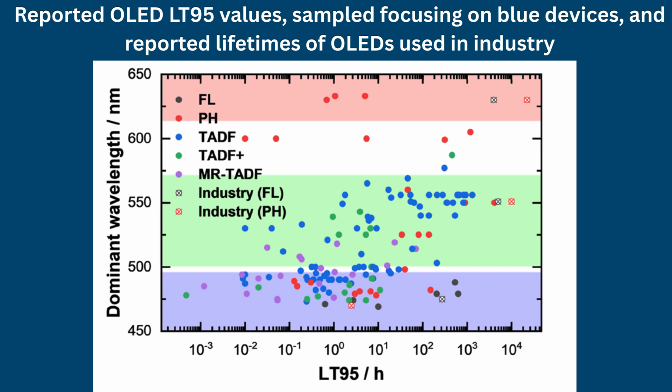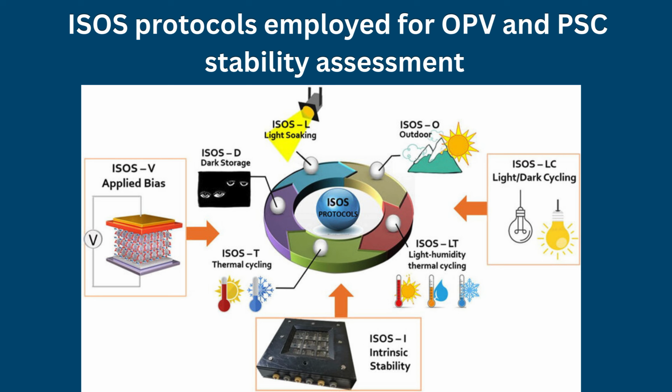Device lifetime and standardization. Device lifetime is commonly quantified using metrics such as LT50 or LT95. For commercial viability, OLEDs must achieve LT95 greater than 5000 h at 1000 candela per square meter. However, the lack of standardized testing protocols complicates comparisons across studies. Borrowing methodologies from organic photovoltaics, for example, ISOS protocols, has been proposed to improve reproducibility and benchmarking.